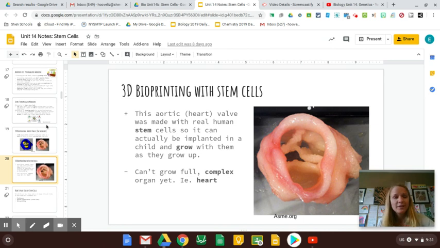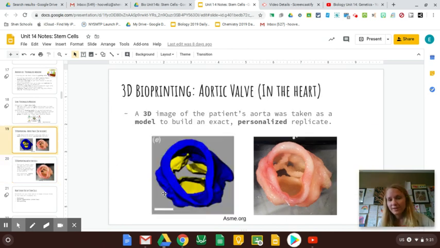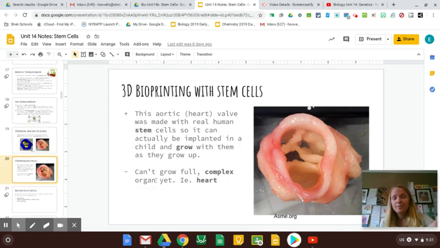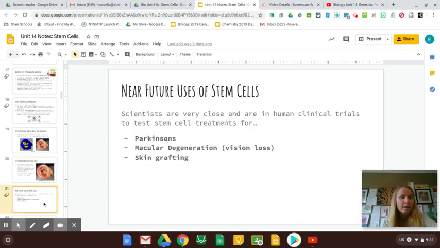So it's really cool. Once they have it put in when they're little, it grows with them because it's made of real cells. So again, the process was 3D print it like we already knew how to do, but then put stem cells on it so they grow into that aorta that the child needs. The downside of this is that we have not been able to grow a full organ yet. We've been able to grow a part of a heart and aorta valve, but not a whole heart. That's really complex and we're not there yet. But if we're doing this, maybe we will be there.